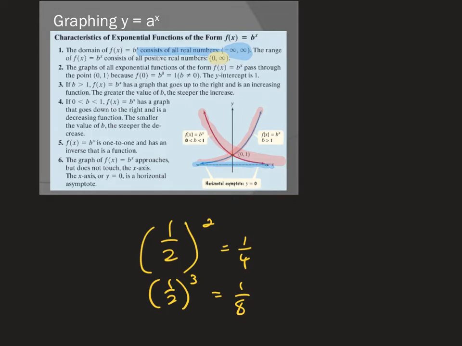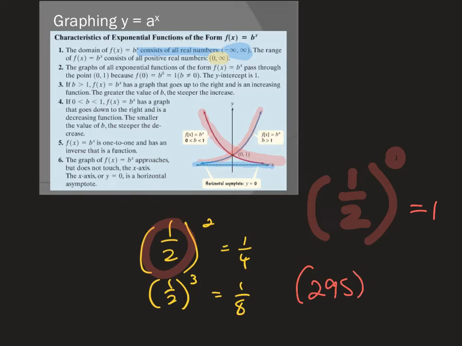The second thing says the graphs of all exponential functions of the form f of x equals b to the x pass through point (0, 1), because no matter what power or what the base is, if I raise it to the power of 0, I get what? 1. So it doesn't matter if that's 295 raised to the 0 power or it's 1/2, that answer is still 1. So from my parent functions, not how it happens after shifts, those points will always be there.